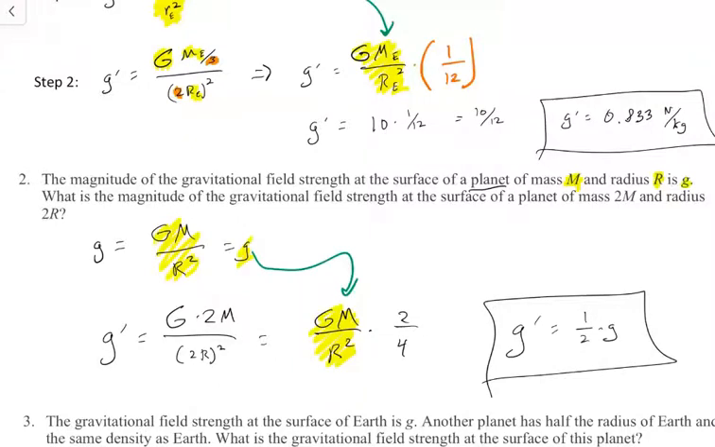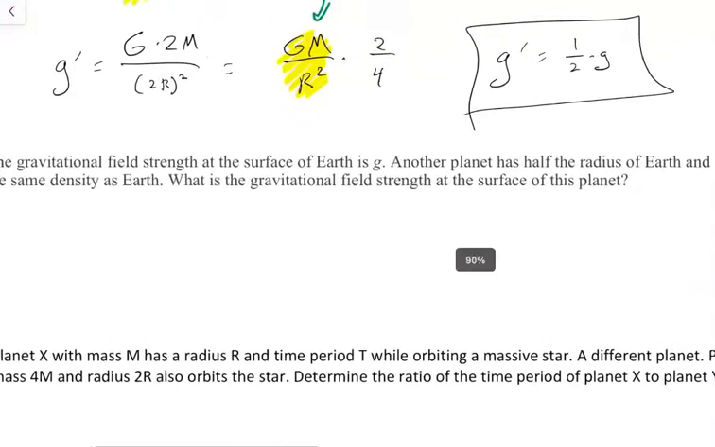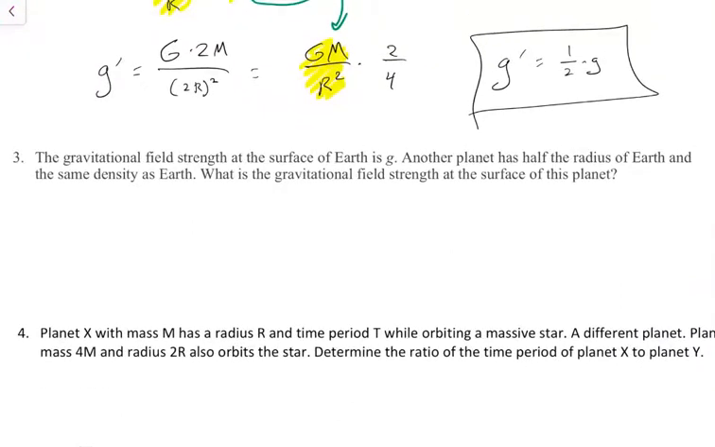And I ended up with a G prime value that's equal to 1/2 times G, which is different than number 1 where you actually found a numerical value. But both work depending on the situation. Let's move to number 3. As we move forward, I have one more problem to walk you through because this one's a little weird, and then I want you to try to do number 4 on your own.